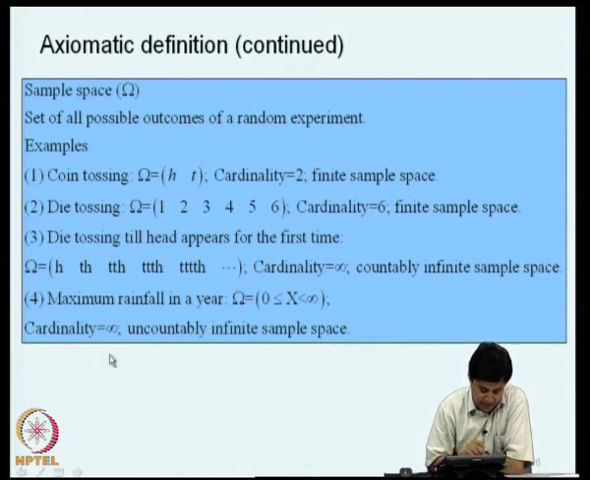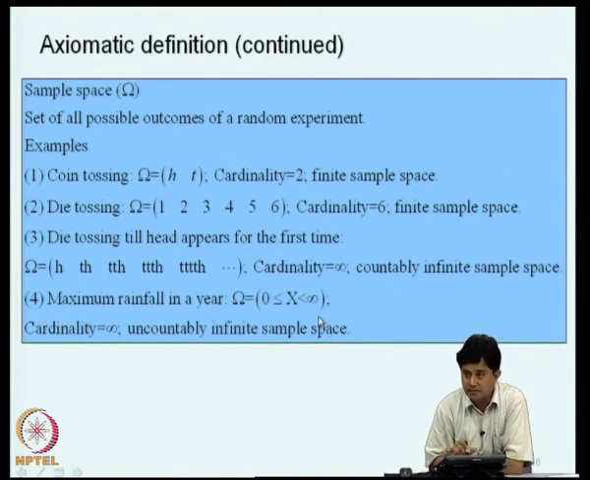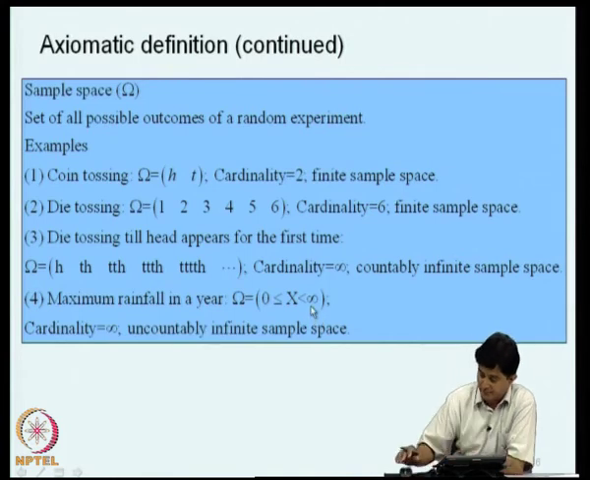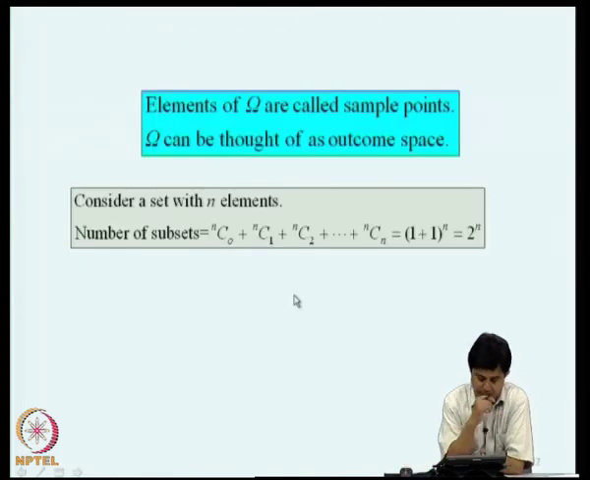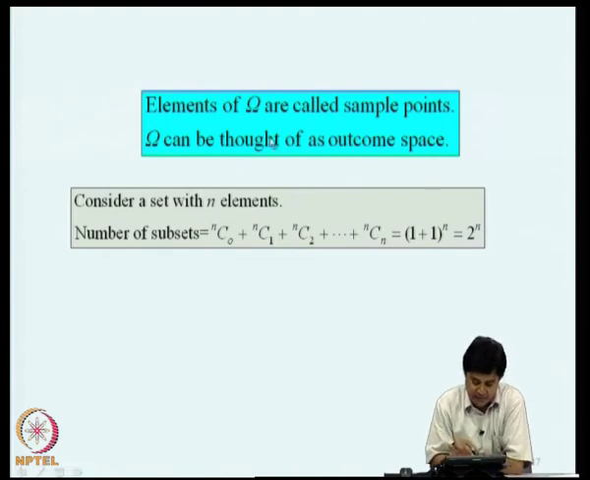On the other hand, if we consider another random experiment where we note down the maximum rainfall in a year in a given location, this can be any real number. So therefore this is an uncountably infinite sample space, because the sample space is a real line. These elements of the sample space are called sample points. The sample space can be thought of as the outcome space also.